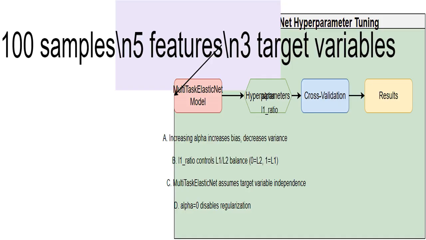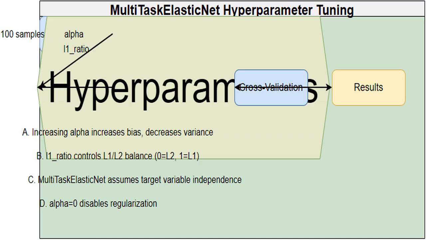We are using the MultiTaskElasticNet model. This is a type of model that's especially good when you want to predict multiple things at once. Think of it as a multitasking machine. These are settings that control how the MultiTaskElasticNet model learns. 2 key ones are alpha and L1 ratio. Think of them as the knobs and dials I can adjust.